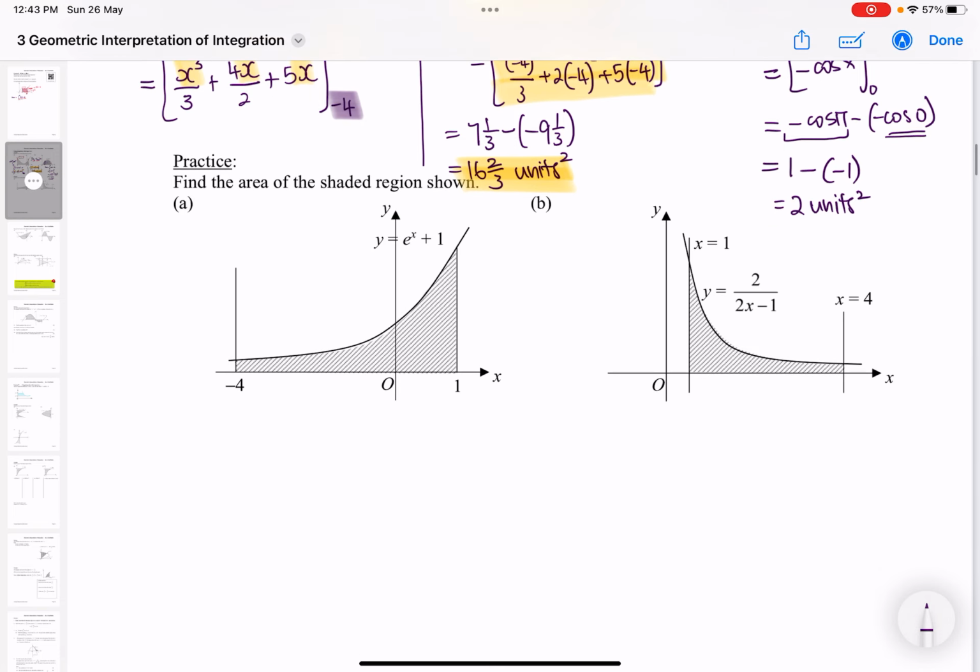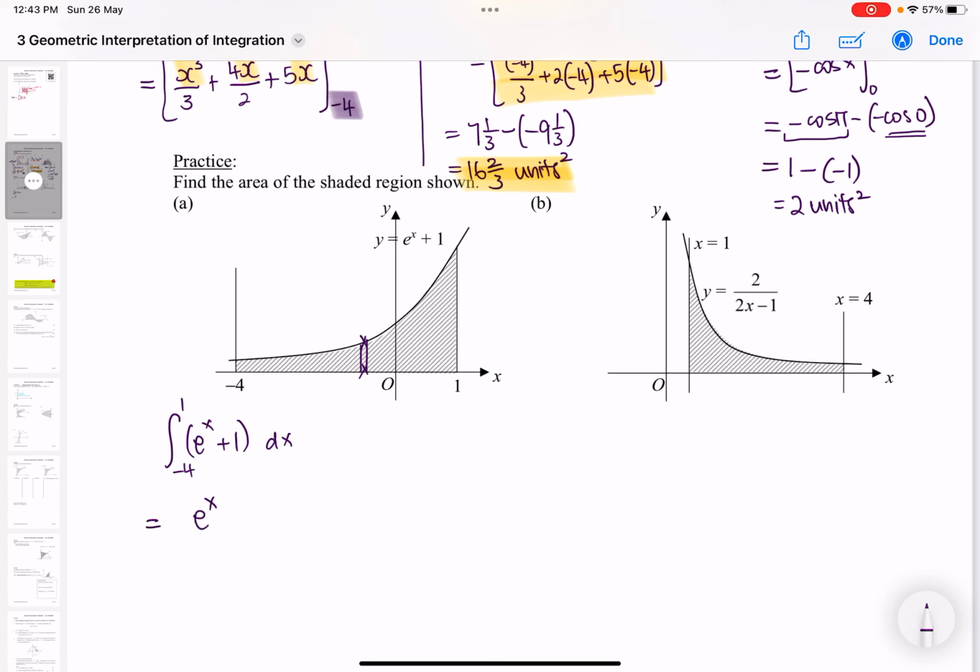Okay, you can pause the video here to try these two practice questions before continuing to watch the rest of the video to check your answer. Okay, for practice A, similarly, if I were to look at the rectangles, I'll be taking the y coordinate of the top minus the y coordinate of the bottom. So this is the expression I'll be integrating with respect to x. Now we're going to have to integrate from negative 4 to 1.